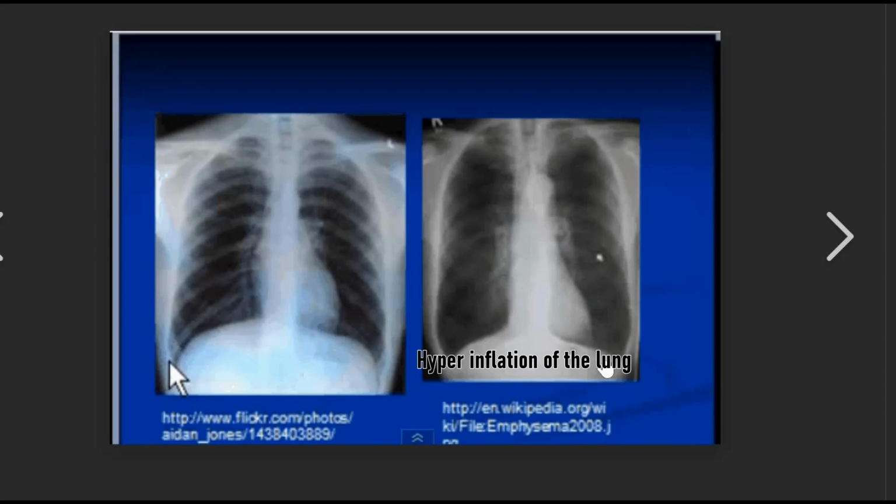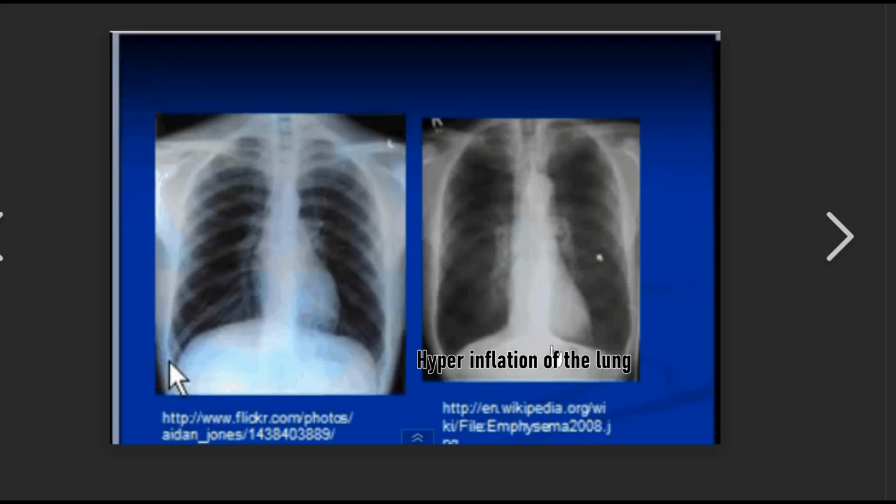So when the lungs get hyperinflated, it affects the diaphragm. Remember the diaphragm at the bottom, and normally the diaphragm is dome-shaped. The diaphragm is a muscle that plays an important role in respiration. When we breathe in, the dome-shaped diaphragm flattens. It increases the thoracic cavity, creating a negative pressure, and air moves in, so we can breathe in easily.